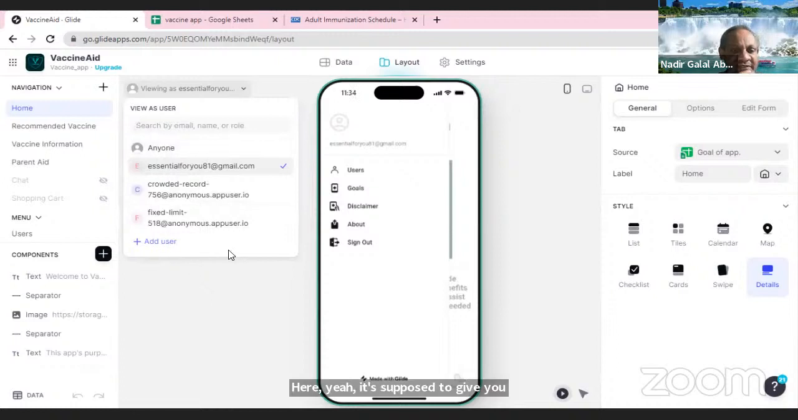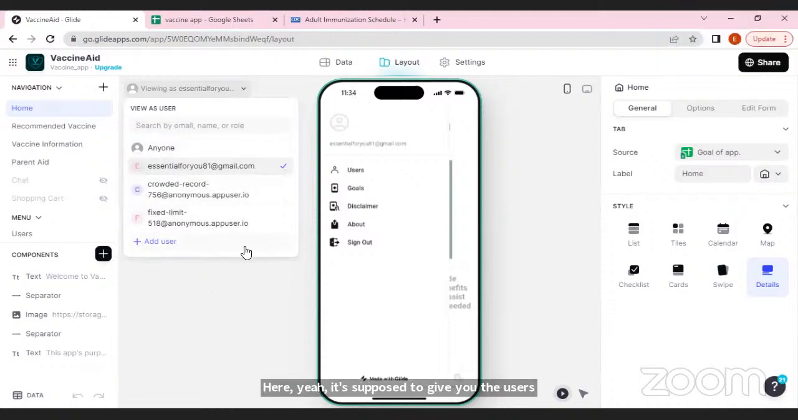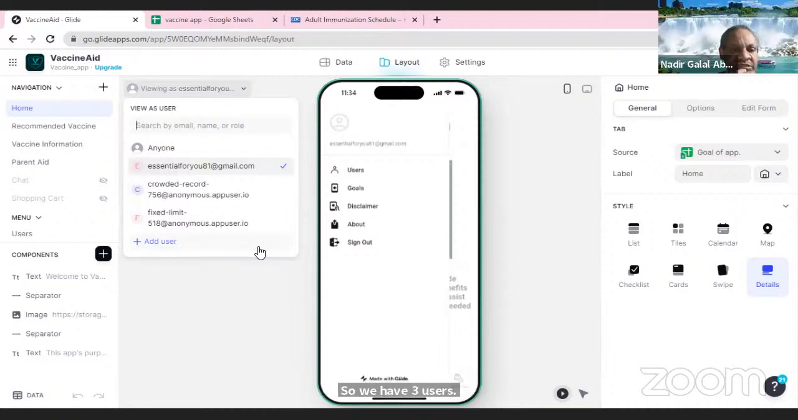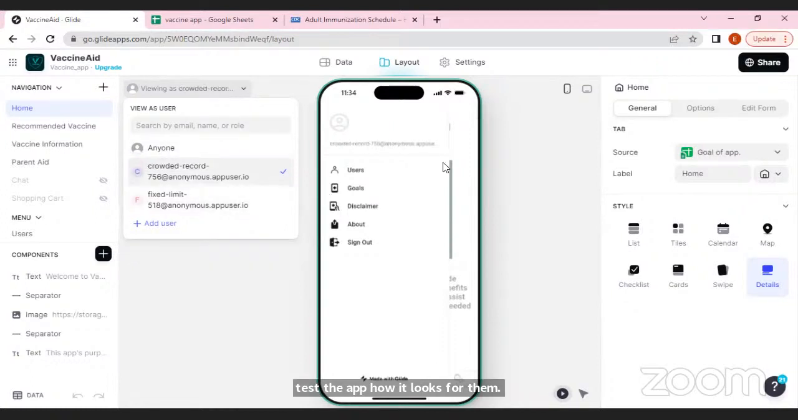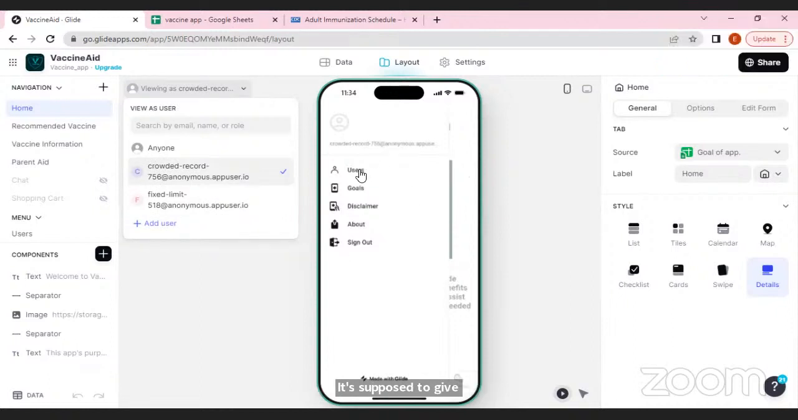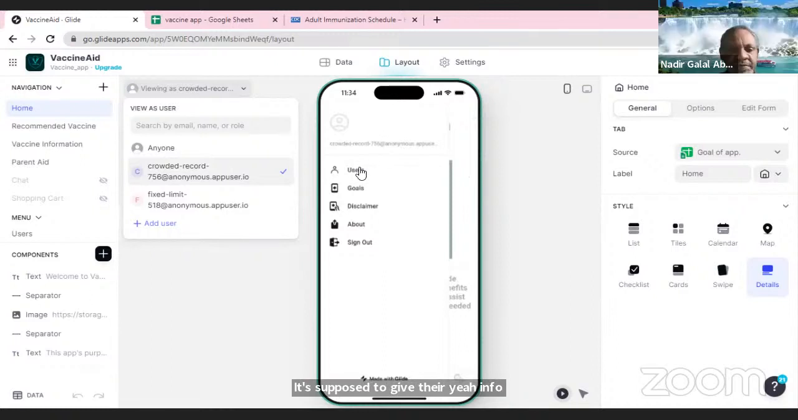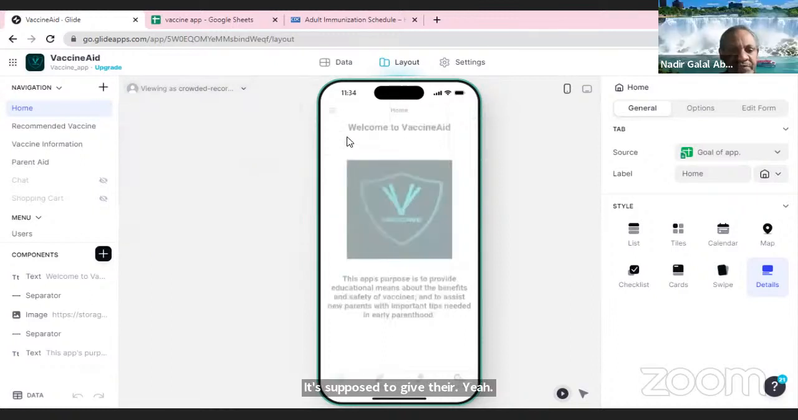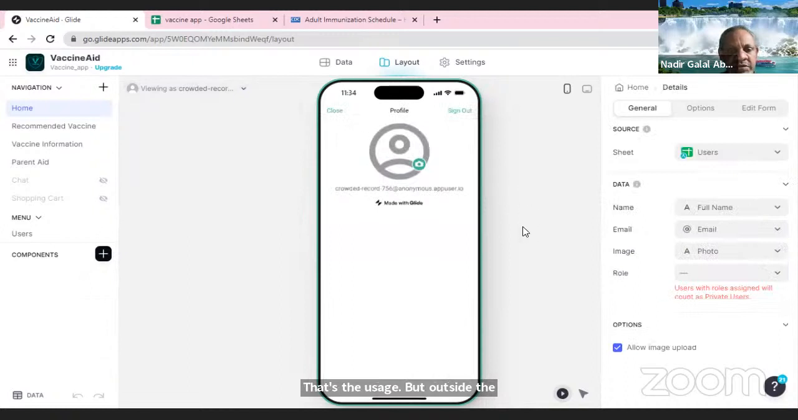So we have 3 users. Any of these users available to test the app, you can click on one of them, it will test the app, how it looks for them. If you click the one below, it's supposed to give their info. Click here, the users. Not the users, but outside here. This is how they will look at it. So here the file is.